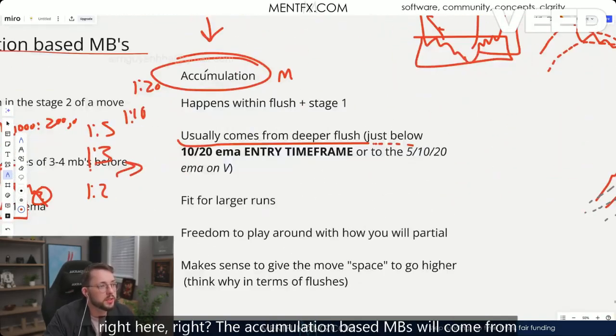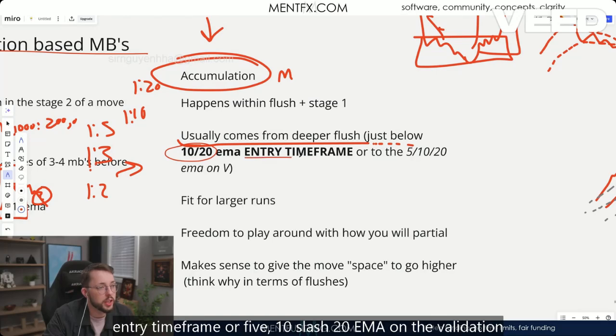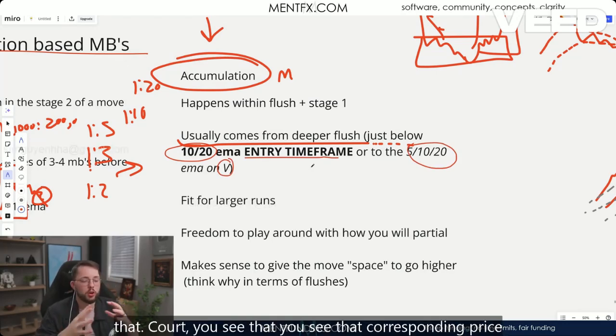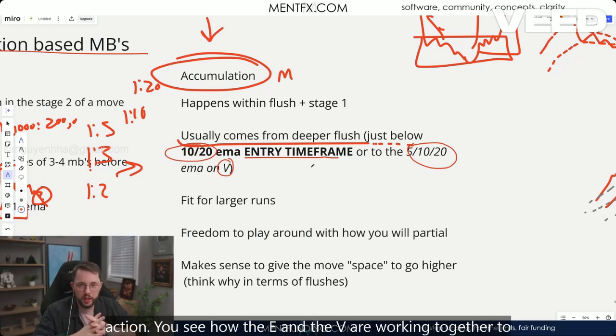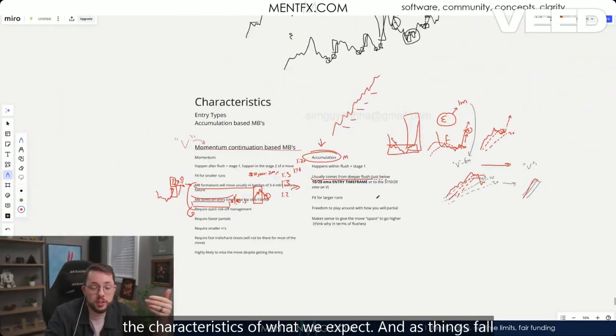The accumulation-based MBs will come from a deeper flush, usually just below the 10 or 20 EMA on the entry time frame, or 5, 10/20 EMA on the validation time frame, which is what you're seeing there. You see that corresponding price action. You see how the E and the V are working together to create that overall move, and as a result, it's falling into the characteristics of what we expect.